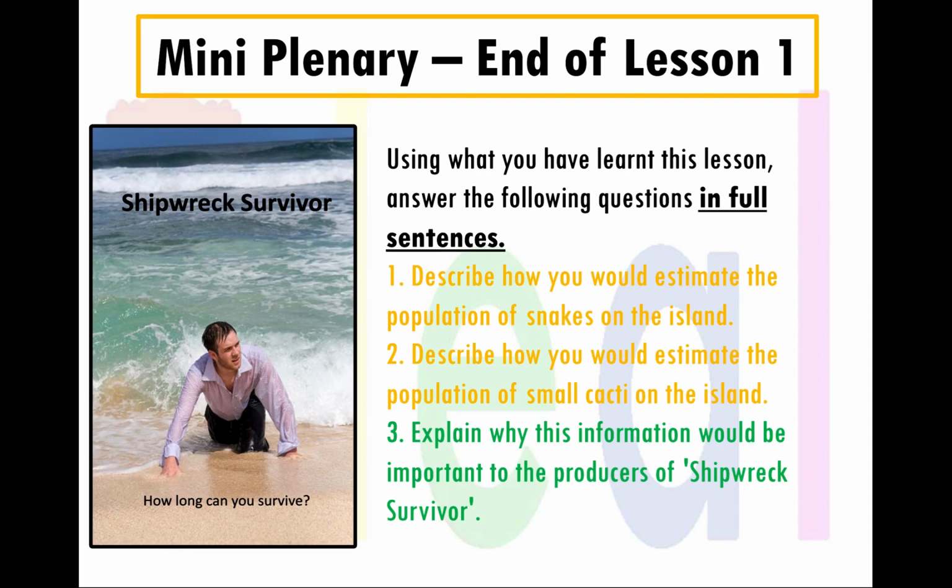Okay, so this is the end of lesson 1. So hopefully you've learnt a lot this lesson and you're able to now put this to good use. So it says, using what you've learnt in this lesson, answer the following questions in full sentences. The first question is, describe how you would estimate the population of snakes on the island. Question 2 is describe how you would estimate the population of small cacti on the island and their small plants. And question 3, explain why this information would be important to the producers of Shipwreck Survivor.